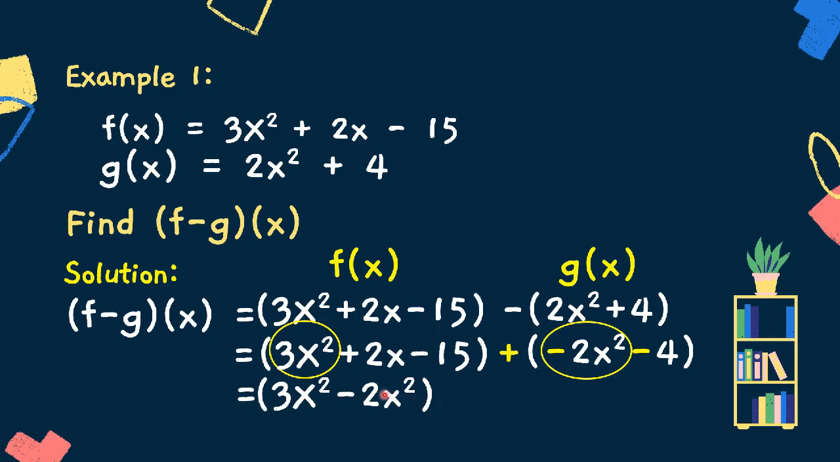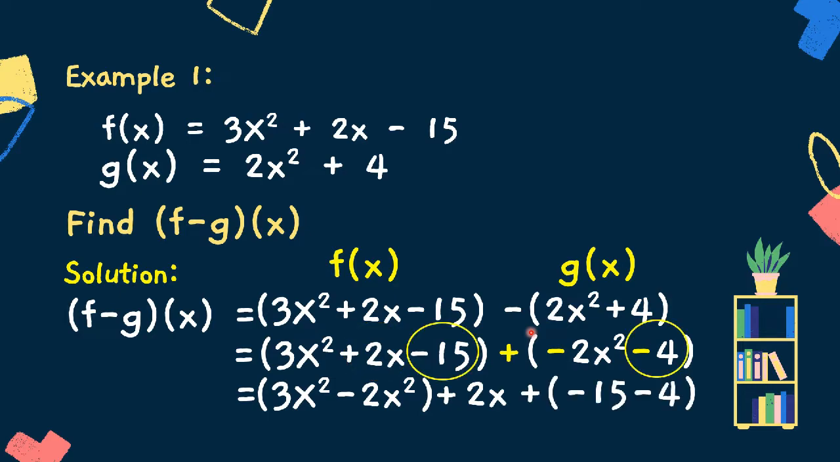Next, we have to find another like terms, or the term which is next to the leading term, and that is positive 2x. Is there a like term with 2x? There's none, we simply copy plus 2x. Next, we have to identify other like terms. So we have negative 15 and negative 4. So we put them together. We have negative 15 minus 4.